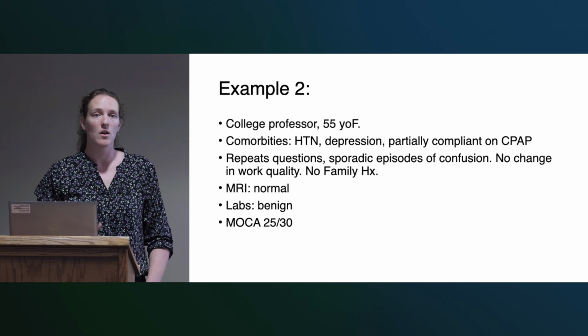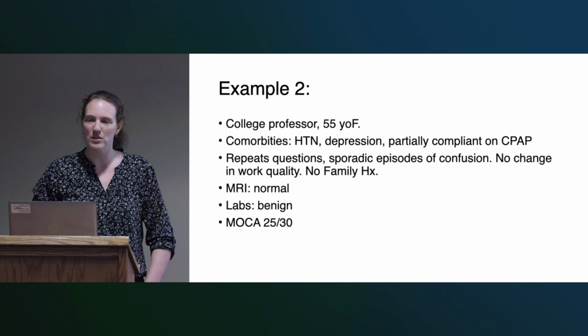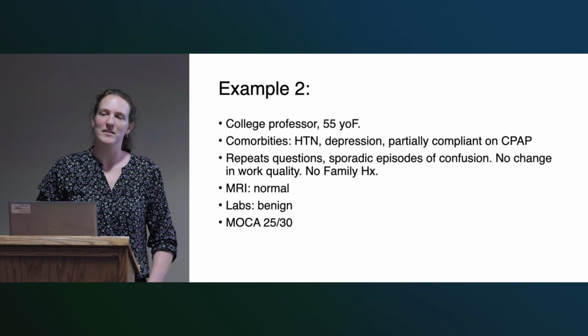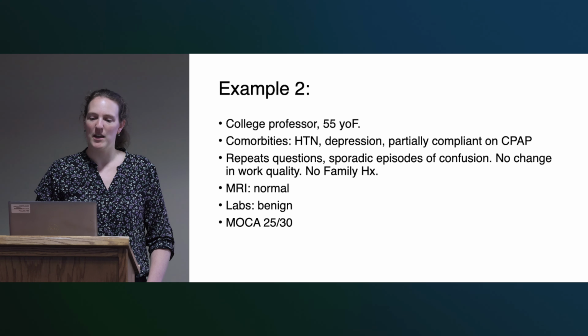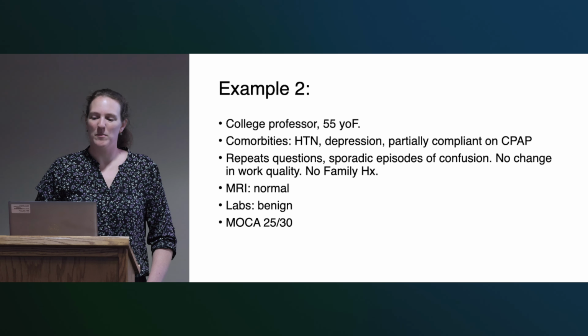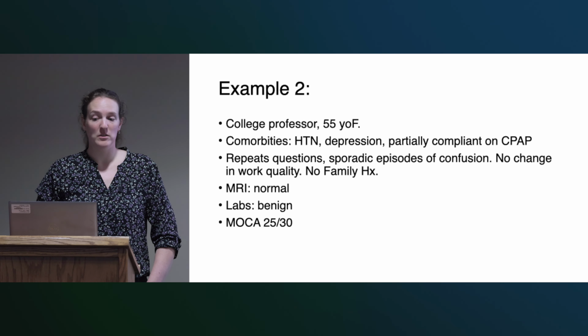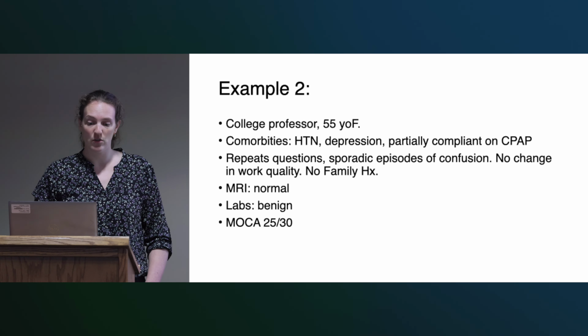Okay, example 2. We got a college professor. He's 55 years old. He's got high blood pressure, depression. He's making his CPAP work. It's not a fun time, but he's making it work. His wife's noticed, family knows, he's kind of repeating some questions. He's had some episodes of confusion when he gets the flu or things like that. Work's been fine, no family history.